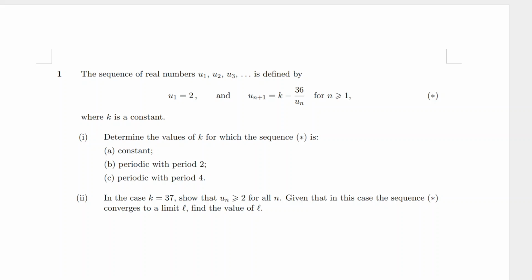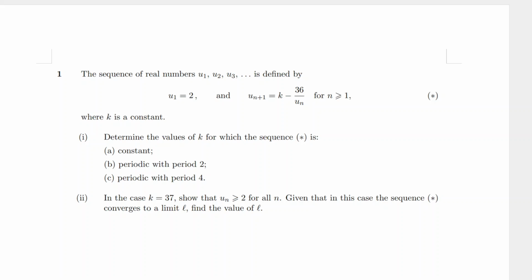Step 2, 2006, question 1, which is quite a nice question to choose. So, the sequence of real numbers u1, u2, u3 is defined by u1 equals 2, and un plus 1 equals k minus 36 over un. And we don't know what k is. Okay, well, k is a constant, I suppose. Okay, so, part 1. Determine the values of k for which the sequence star is constant.